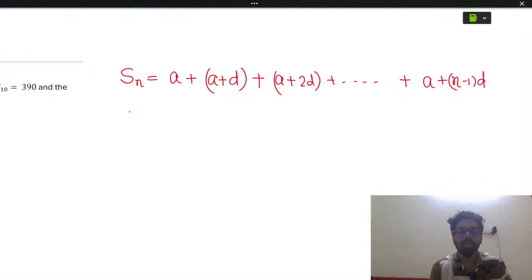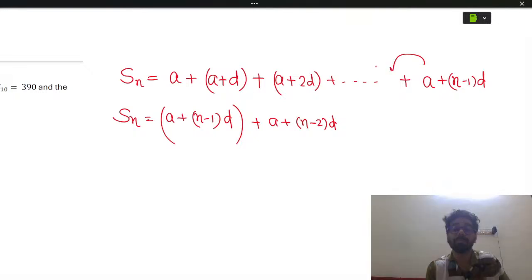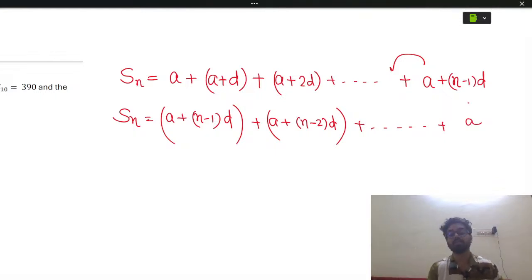Now I will write down the same summation but in the reverse order. This is a very nice technique. So this will become a plus (n minus 1)d. How many terms are we having, guys? We are having n terms, plus a plus (n minus 2)d. The term just before it will have a lesser multiple of d, right? This keeps decreasing until the last term will be a, if we write everything in reverse order.